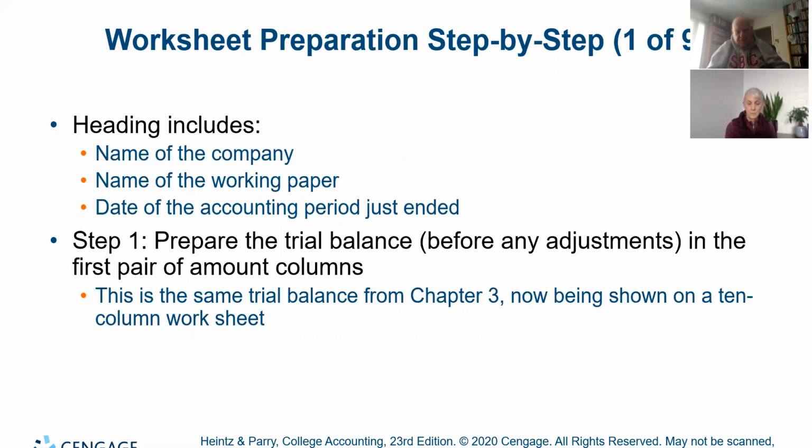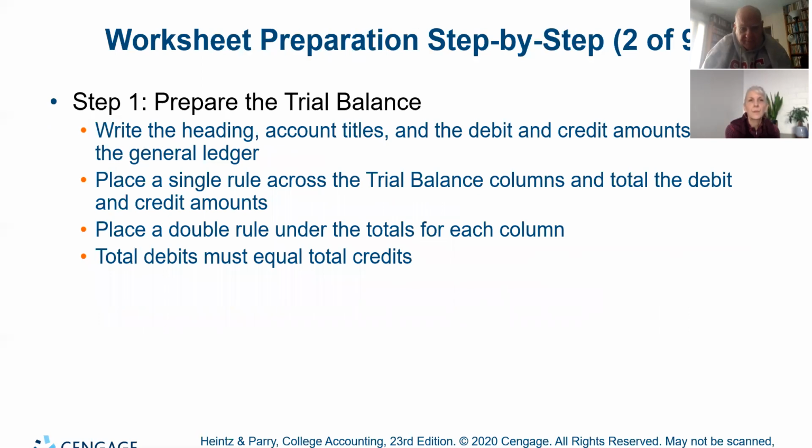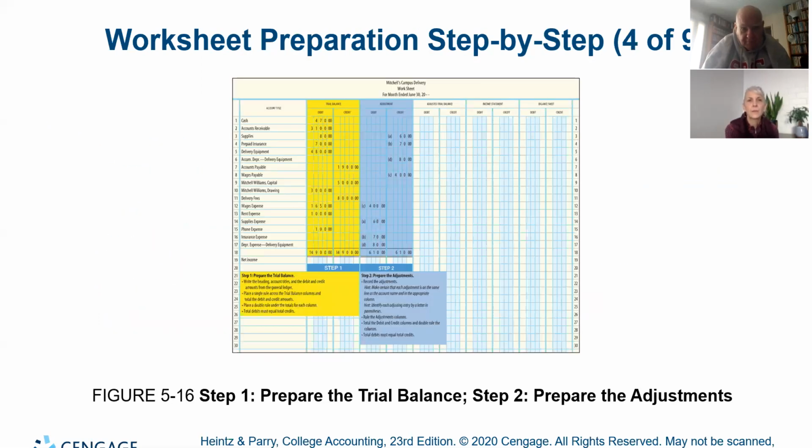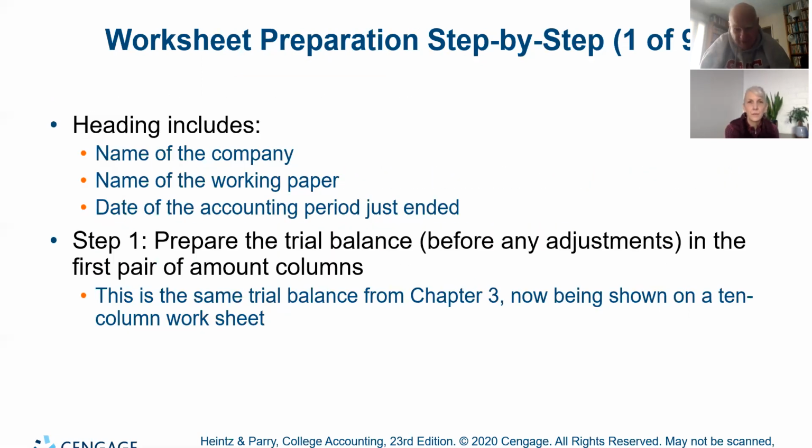So I hope they give us a good example of the worksheet. If not, I've got plenty I can bring up. Anyway, worksheet, your company, blah, blah, blah. Prepare the trial balance. So here they're saying what we're going to see on the next slide is the same trial balance from chapter 3 on a 10-column worksheet. We're going to get there in a couple more slides. Bear with me.